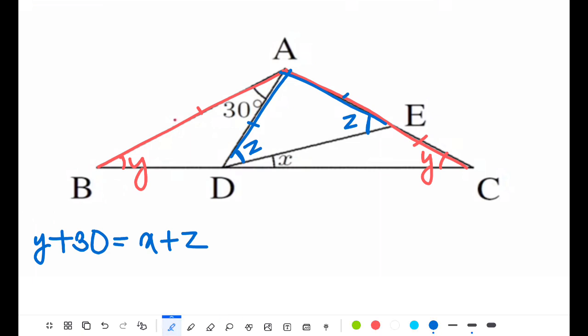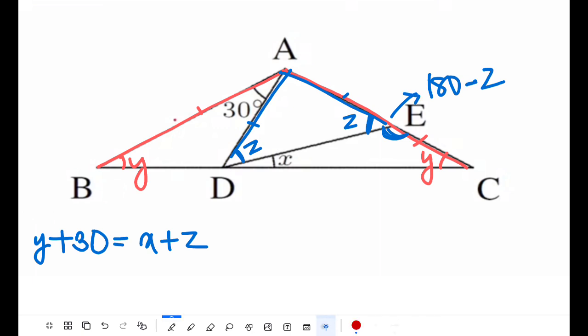Now, to get a few more equations, what else I can do is, if this is z, this must be 180 minus z. This angle must be 180 minus z.